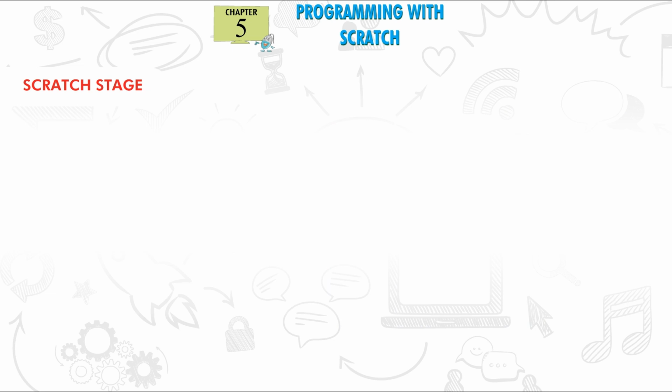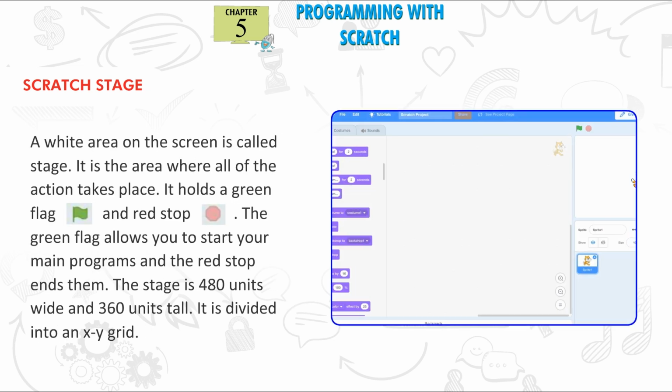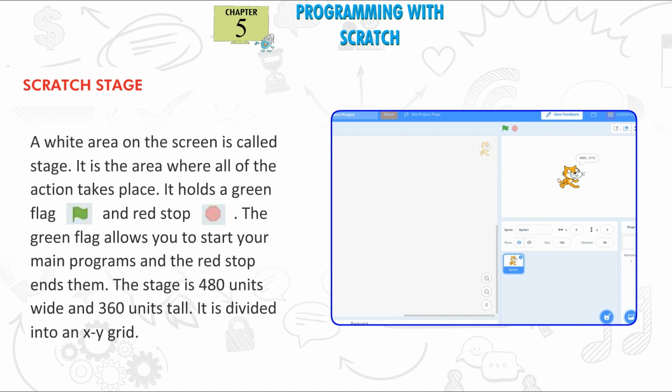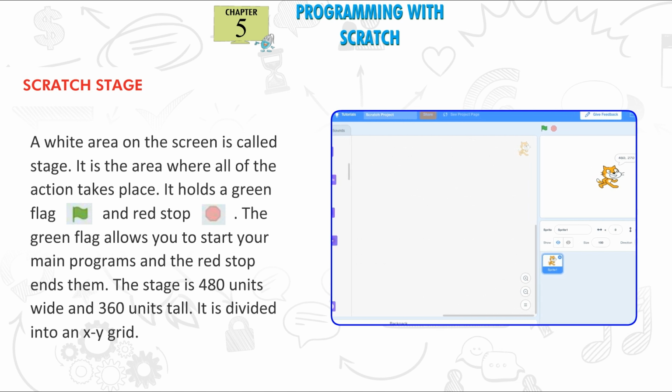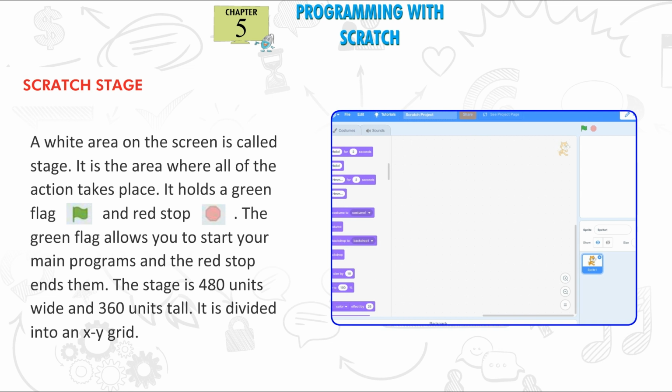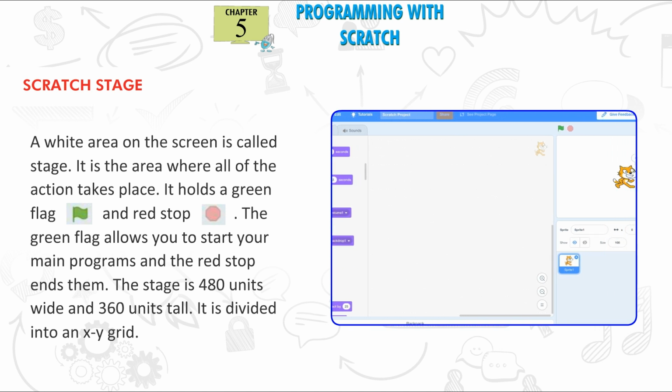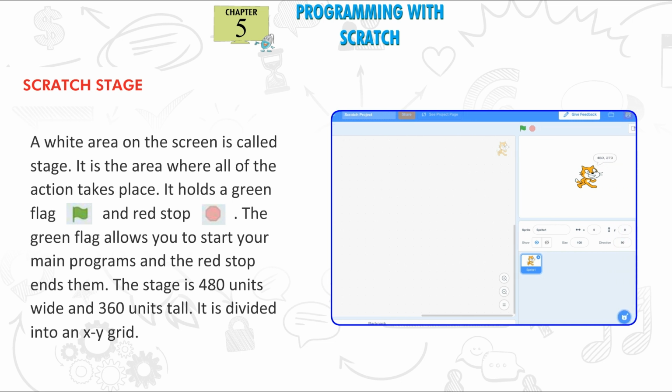Scratch stage. The white area on the screen is called the stage. It is the area where all of the action takes place. It holds a green flag and a red stop. The green flag allows you to start your programs and the red stop ends them.